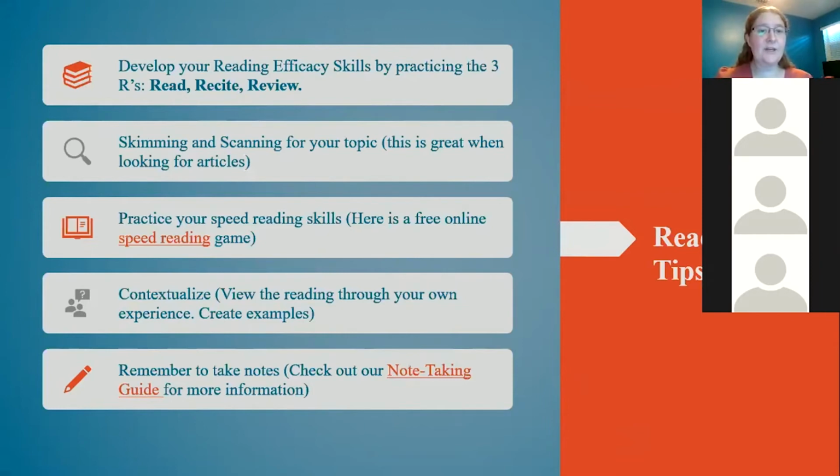All right, practice your speed reading skills. Remember I said there's a speed reading game. I linked to it here, and it's free online. It helps you get better at speed reading. Contextualize: view what you're reading through your own experience. Remember mind mapping. You relate to your own experience, and you keep that in mind when you're relating one idea to the next to keep it together so that you can remember it. So you can always trick your brain into learning anything. Pretty cool. Remember to take notes.